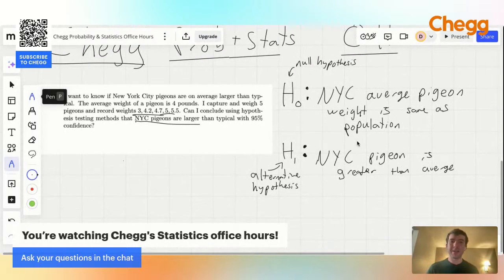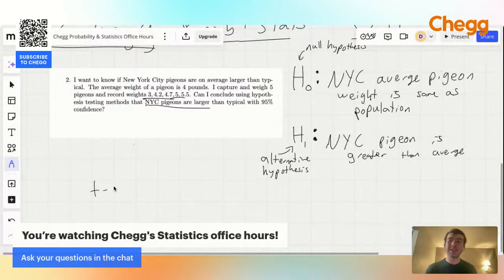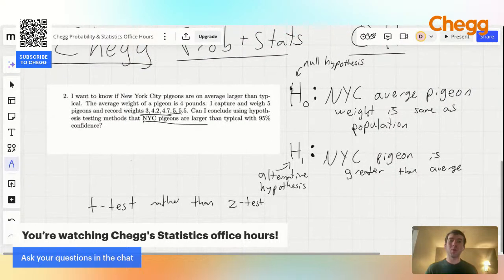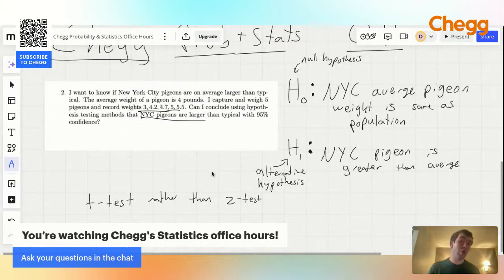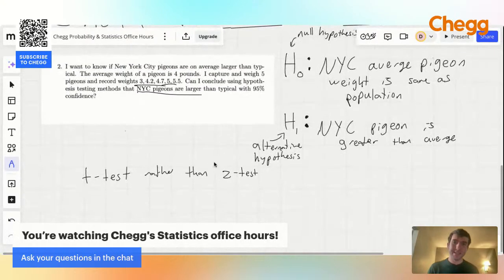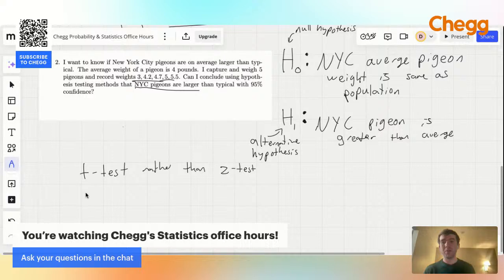Yes, so as Potato on TikTok is suggesting, we're going to do a t-test rather than a z-test. In the previous question we used z-scores, but here we're going to use t-scores. The reason is that our sample size is very small, so we use a t-test rather than a z-test. So let's talk about that.